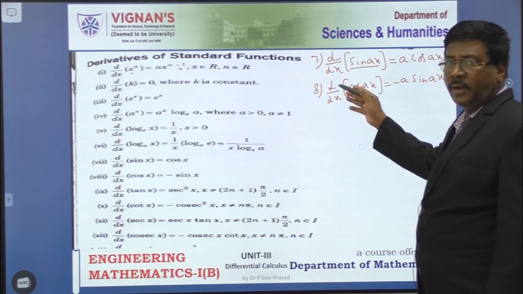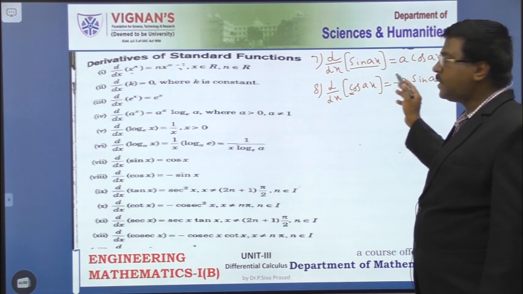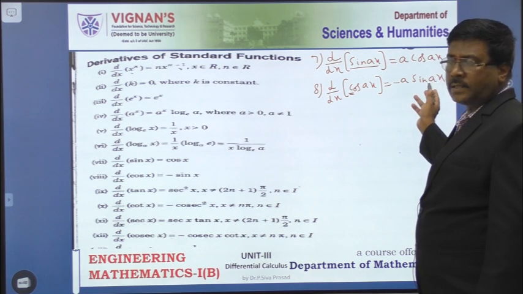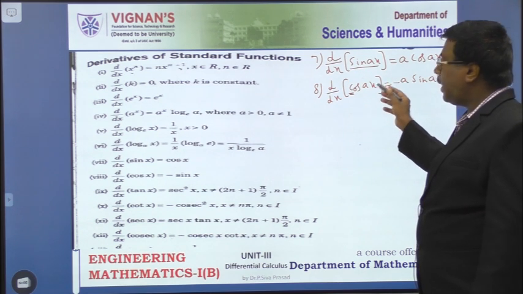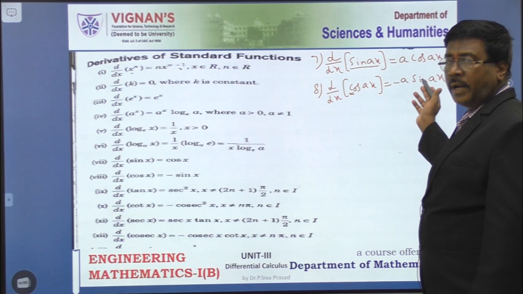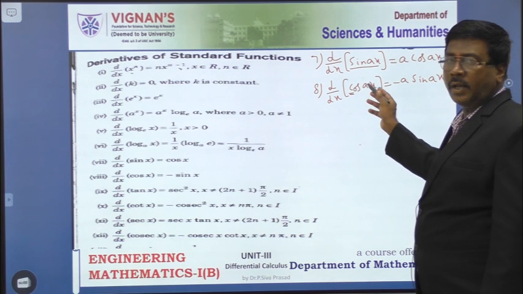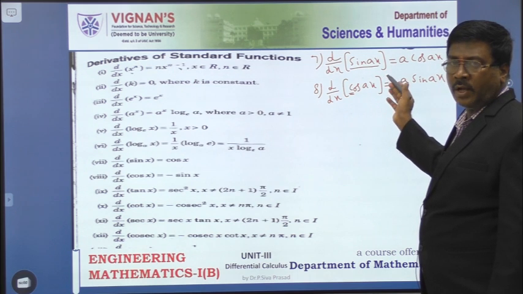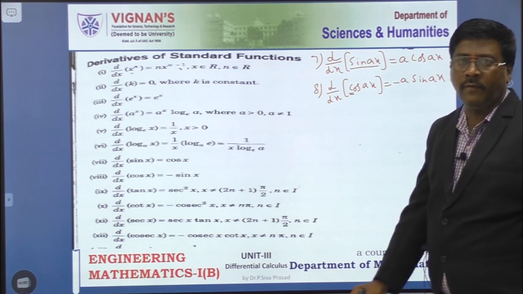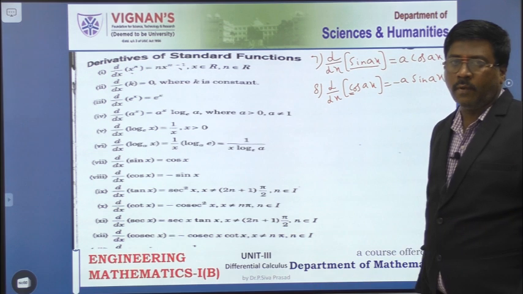How do we have to remember these formulas? d by dx of cos x equals minus 1 into sin x. d by dx of cos 2x equals minus 2 into sin 2x. d by dx of cos 3x is equal to minus 3 into sin 3x. d by dx of cos 4x equals minus 4 into sin 4x. d by dx of cos 5x equals minus 5 into sin 5x. Likewise, you have to practice these formulas.